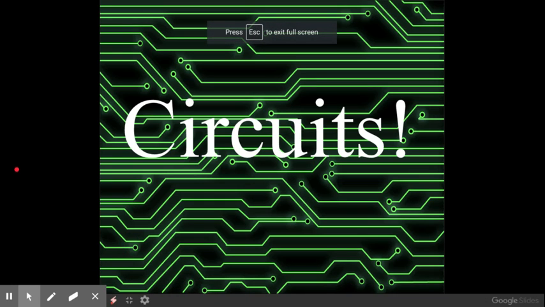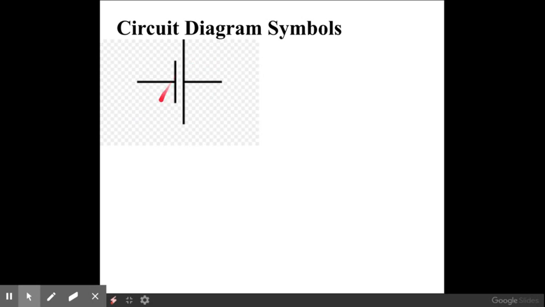Let's talk about circuits here real quick. First off, we need to know some symbols. This symbol right here is what stands for a cell. You might say, what's a cell? A cell is the true version or true name of what we call a battery.